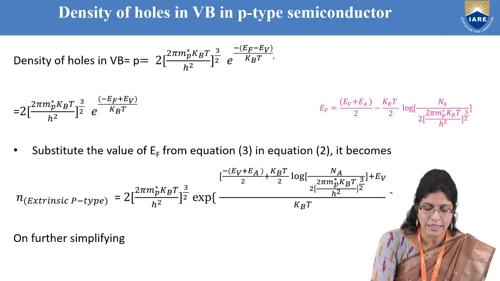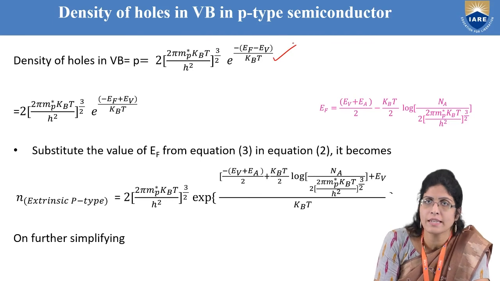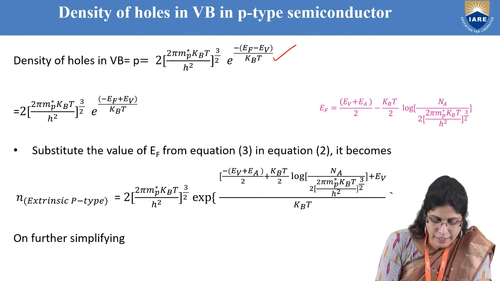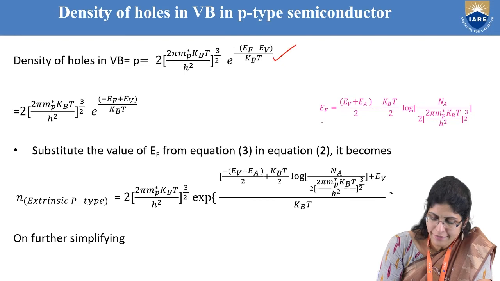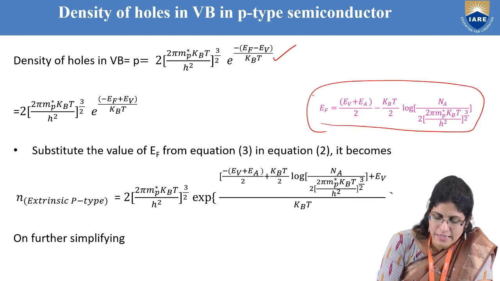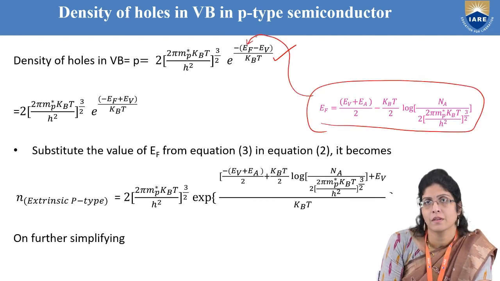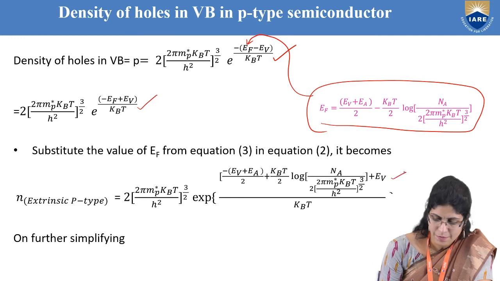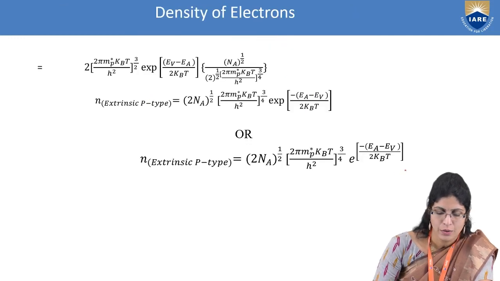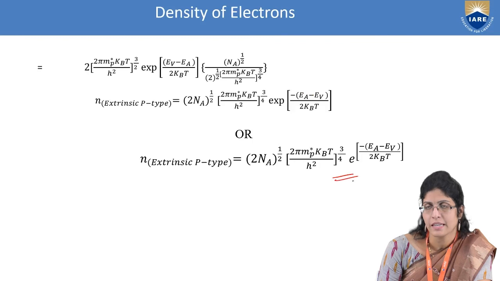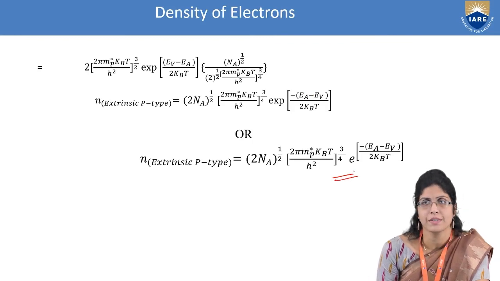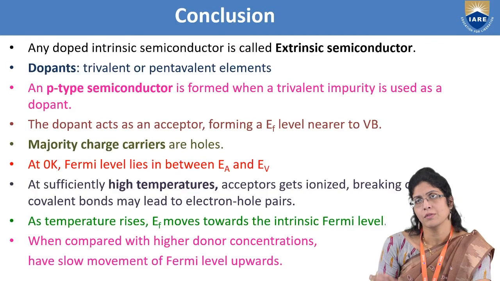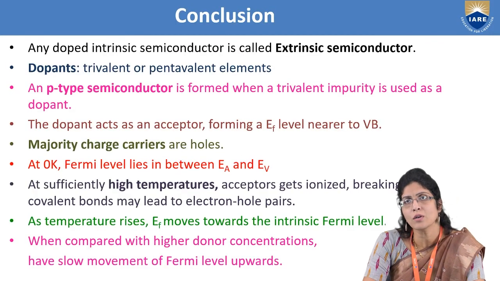Now that you have the number of holes in the valence band, you can go for the EF, which you have already derived, and substitute it here. Okay, if you substitute it here, further simplifying, taking this minus inside and simplifying it, you can arrive at this particular expression just as you have done previously. Okay, so now if you have really followed the lecture, here are the conclusions.